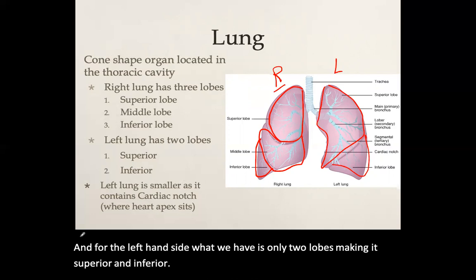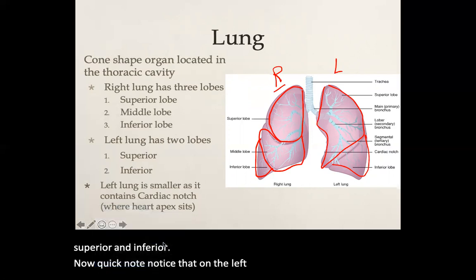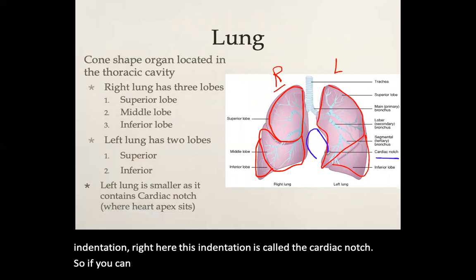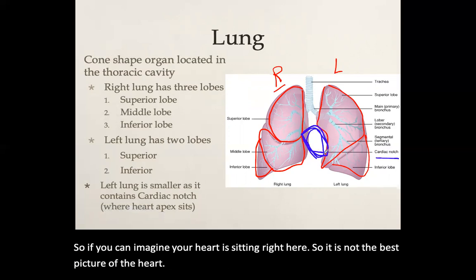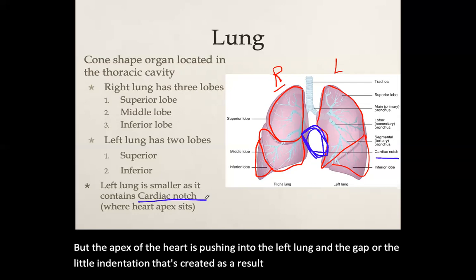Now, quick note, notice that on the left lung, we have this little indentation right here. This indentation is called the cardiac notch. If you imagine your heart is sitting right here, sorry, this is not the best picture of the heart, the apex of the heart is pushing into the left lung, and the little indentation that's created as a result of it is called the cardiac notch.